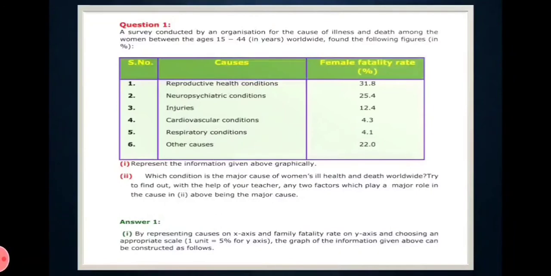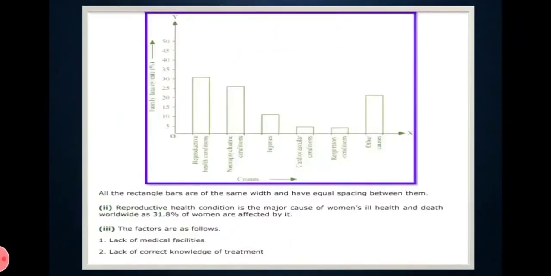Now on the y-axis we have taken the female fatality rate in percentage, which we will mention on the y-axis. So let's see in the graph; the whole exercise 14.3 we have to do in the graph book. When we are solving this, the question should be written on the right hand side page and the graphical representation should be done on the left hand side page.